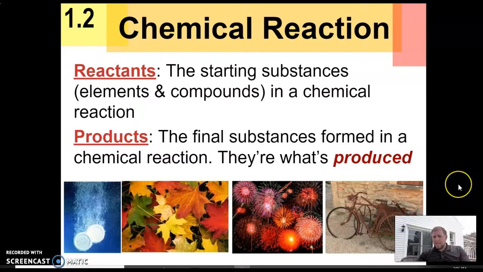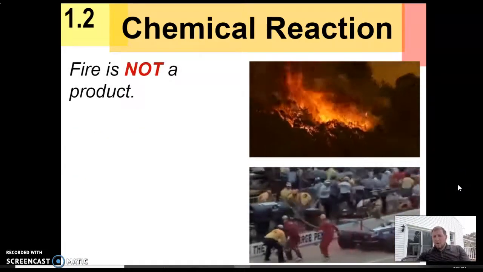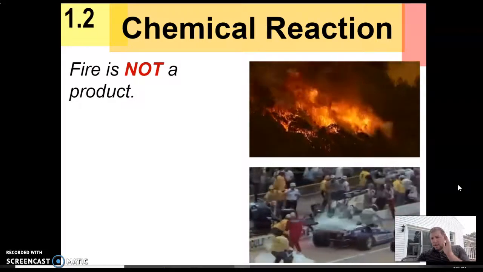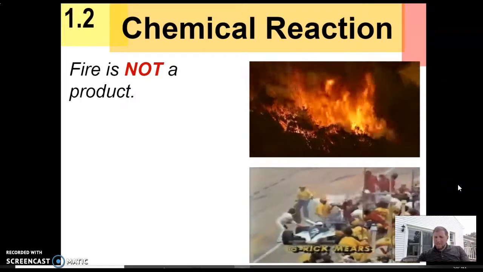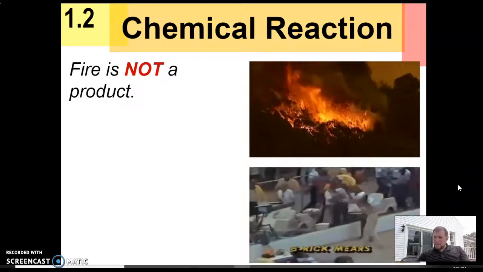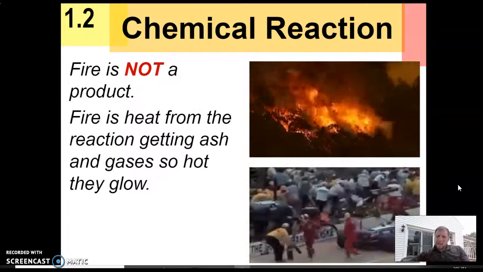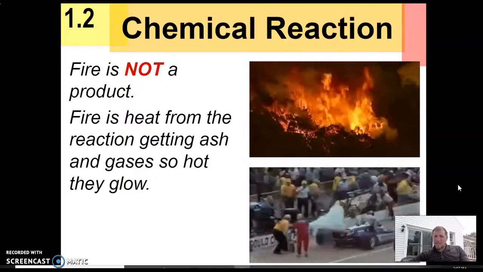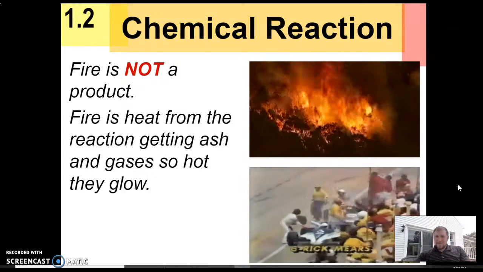And we're going to talk more about this in the next section. Now, a common misconception is that, when I burn a marshmallow, one of the products is fire. Fire is not a product. Fire is actually not a physical thing. It's not a substance that you are producing. Fire is the result of heat from the chemical reaction getting the ash and gases so hot that it actually gets them to start glowing.